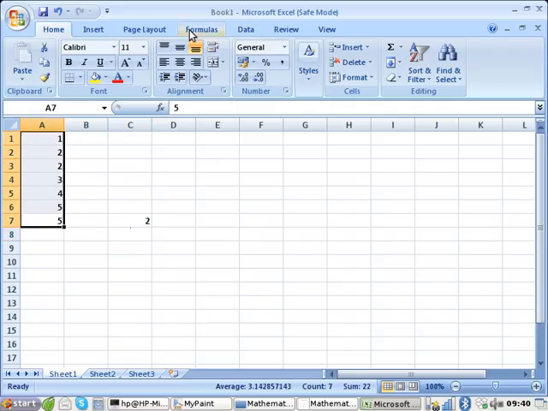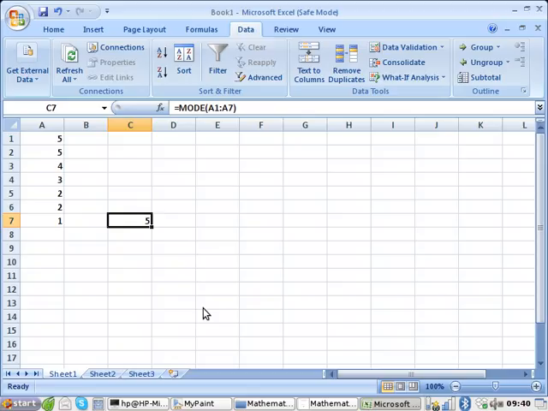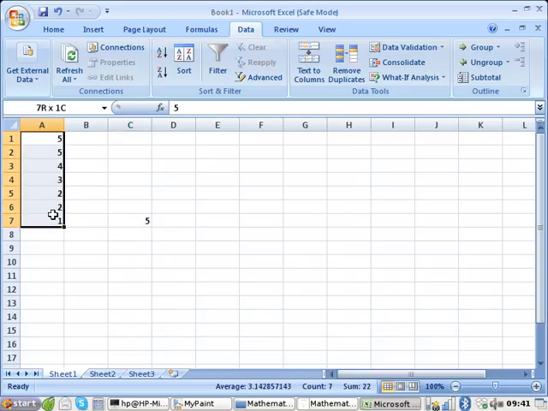Now, if I resort this, Libre didn't care, it gave me the same answer. But now Excel does care, it's giving me 5. So what Excel is doing is giving me the first mode it comes across, whereas Libre is giving me the smallest mode it comes across. But both of these are wrong, because it shouldn't be giving me any mode, it should say no mode available.